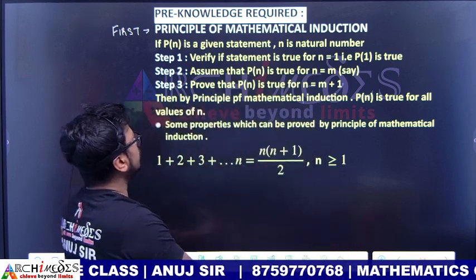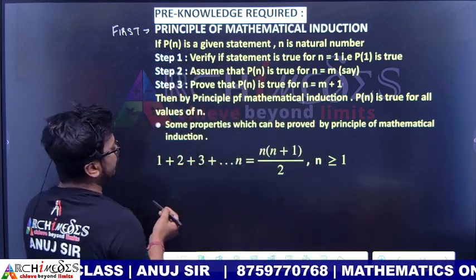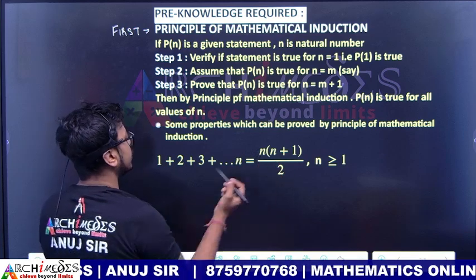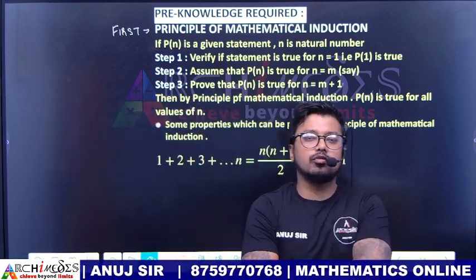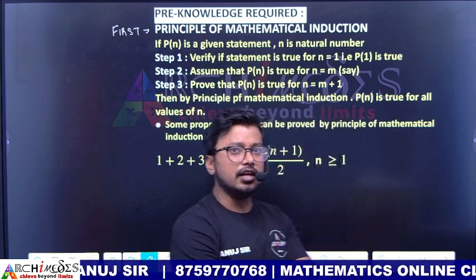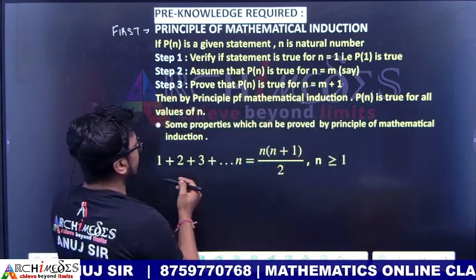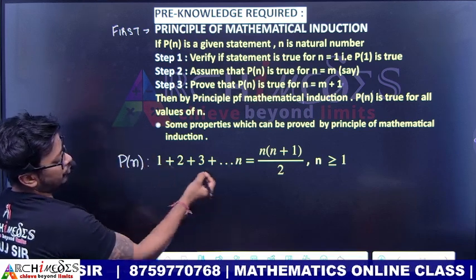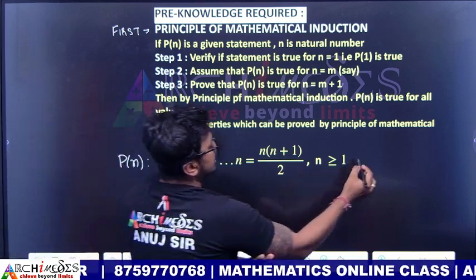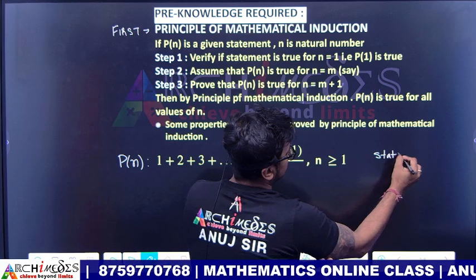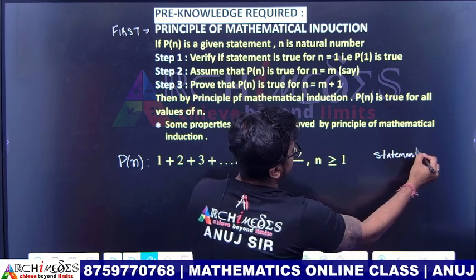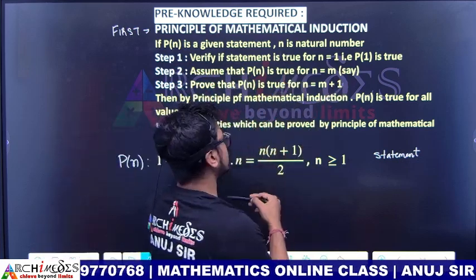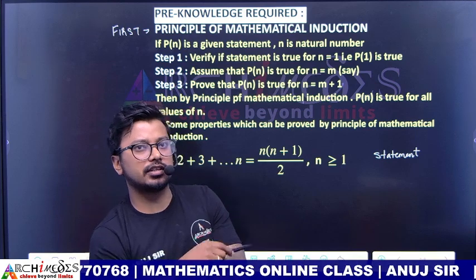Clear? So how will we prove it? What is step one? For example, if you want to prove 1 plus 2 plus 3 dot dot dot n is n(n plus 1) by 2, this type of relation can also be proved with the help of induction. So first of all, whatever you want to prove, you have to assume it as a statement. So let's suppose you want to prove this one. Let Pn be the statement, you have to write this down. That means there should be a statement. If Pn is a given statement and n is a natural number, remember that this is for natural numbers.